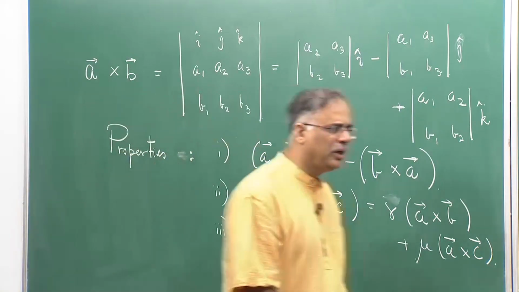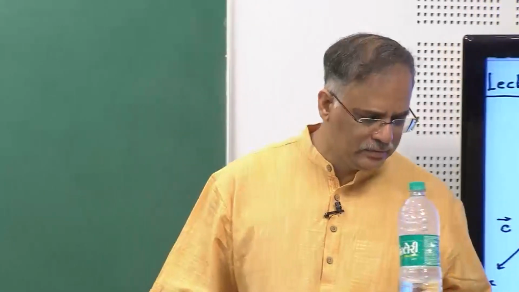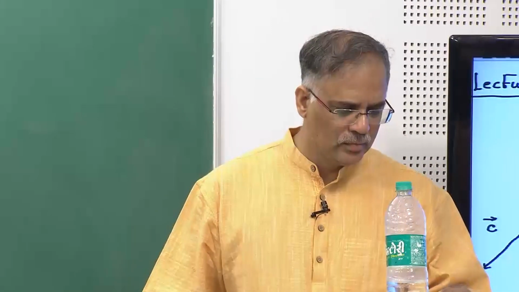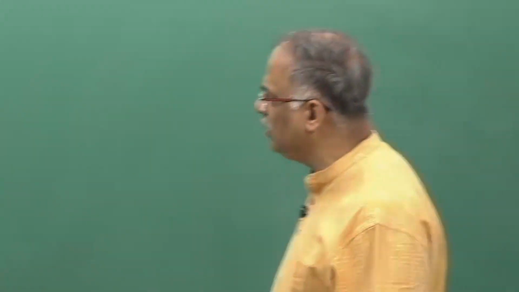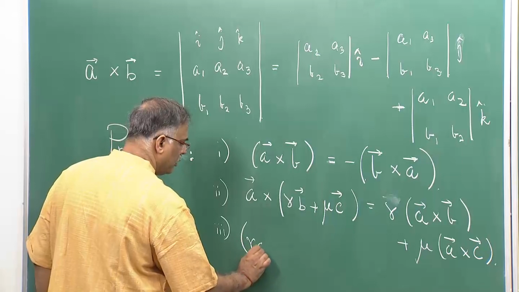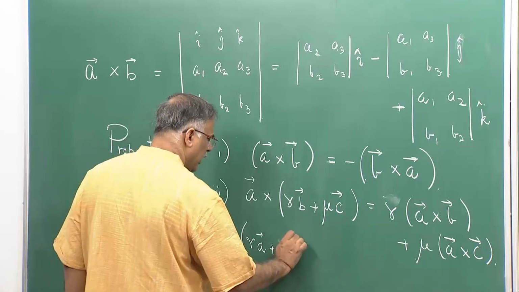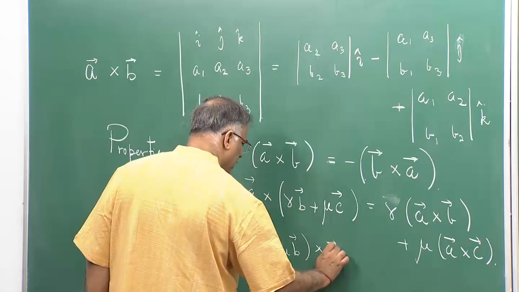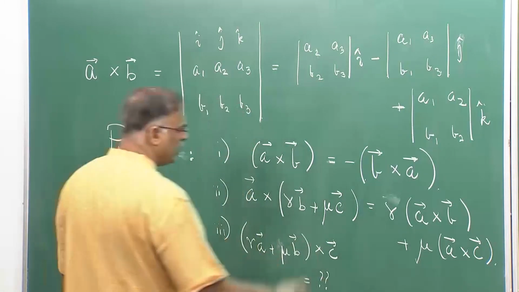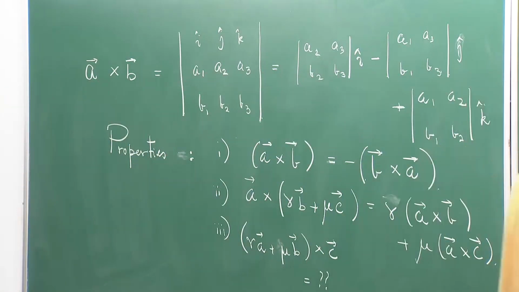Again, the reverse kind of thing: you have multiplied from this side, you can multiply from the other side also. I will not do it. Suppose you have gamma A vector plus mu B vector, and this you multiply with the C vector, you can easily write down what the answer will be. I leave this to you. But what you get from this is the following, that if you know this property, then let us look at the first property.